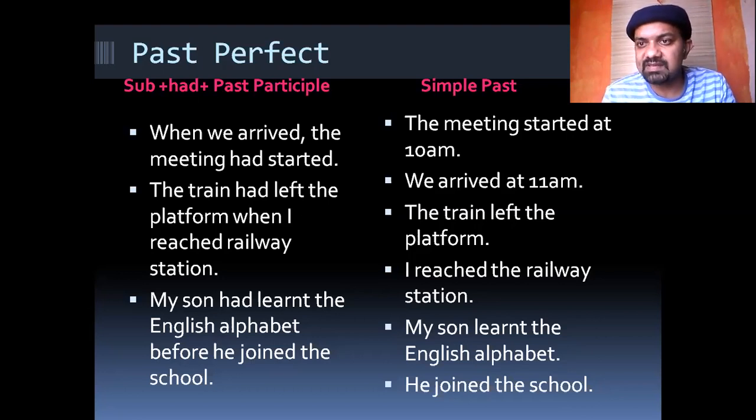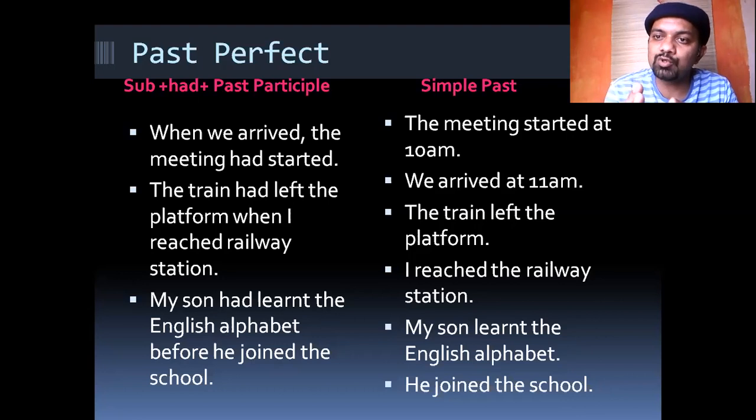If you compare this with the simple past, you may understand it better. With the two incidents, the meeting started at 10 a.m. This is one incident in the past. Another incident in the past is we arrived at 11 a.m. The meeting started at 10 a.m. We arrived at 11 a.m. Two incidents took place. The first one is past perfect.